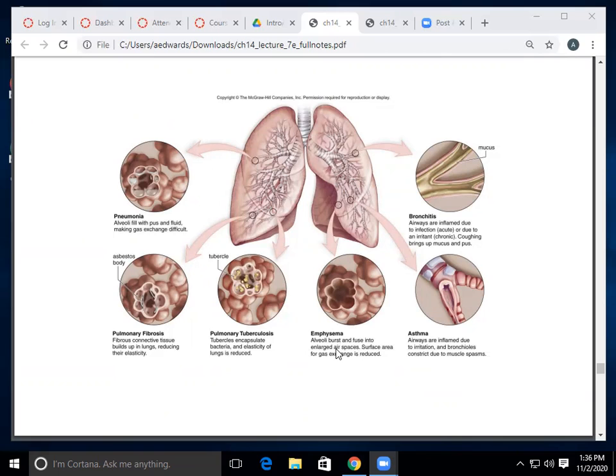And emphysema, typically associated with smoking. Alveoli burst and fuse into air spaces that are enlarged. You get reduced surface area for gas exchange. Tuberculosis, you get these tubercles or bumps, and they encapsulate the bacteria. You get reduced elasticity of your lung tissue.